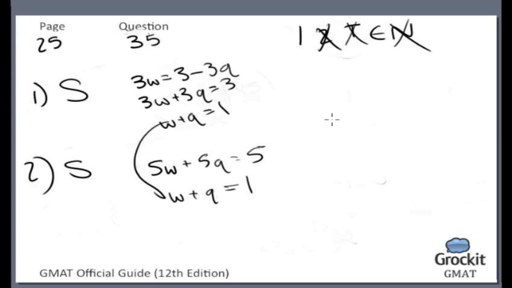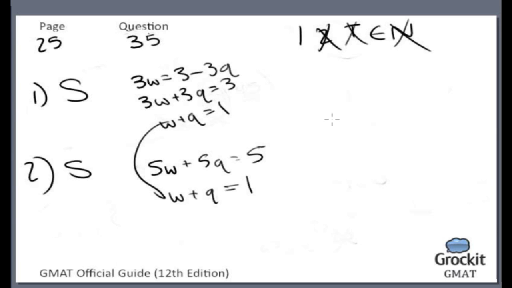And so if you have drilled into your head this notion that when you have two variables, you need two equations, you would immediately jump to the notion of, well, there's an equation in statement one and an equation in statement two. Those two things together would be sufficient. In this case, though, reduction of the expressions in each of the statements gives you sufficiency on its own.